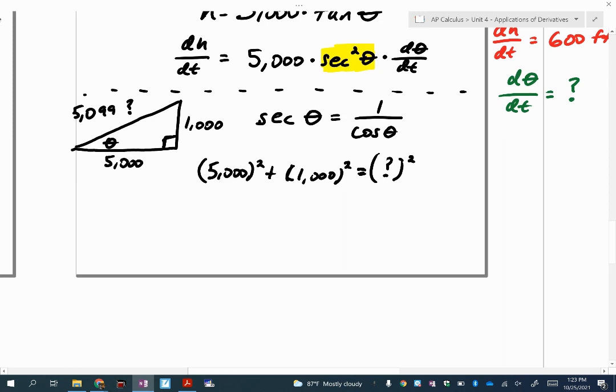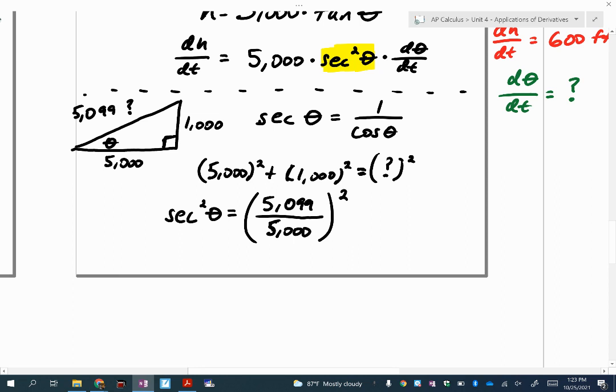All right, I'm trying to find secant squared. So I need to find 1 over the cosine of theta, and then I need to square it. If cosine is the adjacent over the hypotenuse, then secant is the hypotenuse over the adjacent side. So secant squared theta is going to be 5,099, in a big parentheses, remember I know I'm rounding it, over the adjacent side of 5,000, and all of that squared.